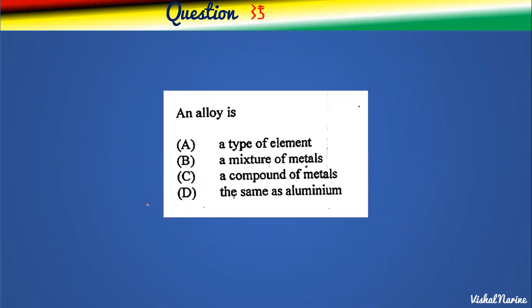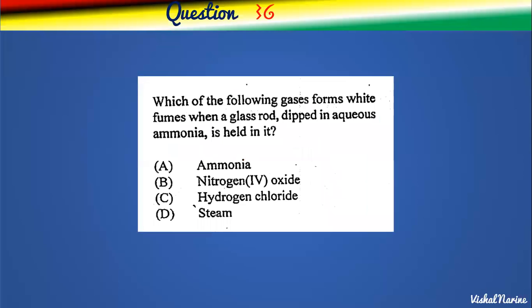Question 35 is asking you what is an alloy? And you should know that an alloy is basically a mixture of metals. So that's B. Question 36.